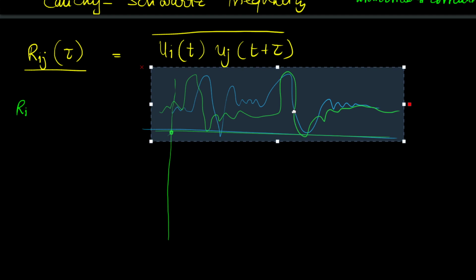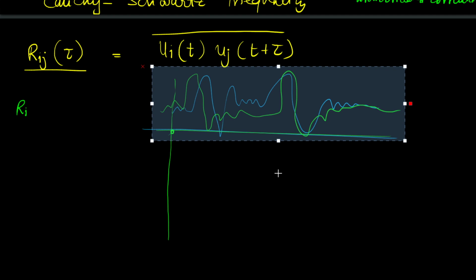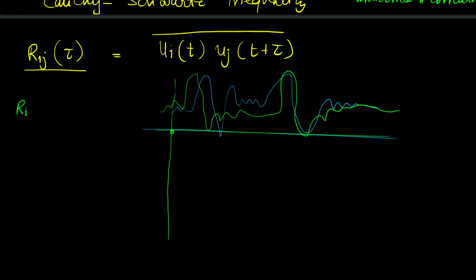So you multiply these two signals. What do you see when you multiply these two signals? You see that here, here, here, they are sort of positively correlated. So Rij for 0 will be something positive. Like high value of this blue curve gives a high value of this green curve. High value of blue gives high value of green. Here maybe not so much. Okay, so fine. This is what you see.